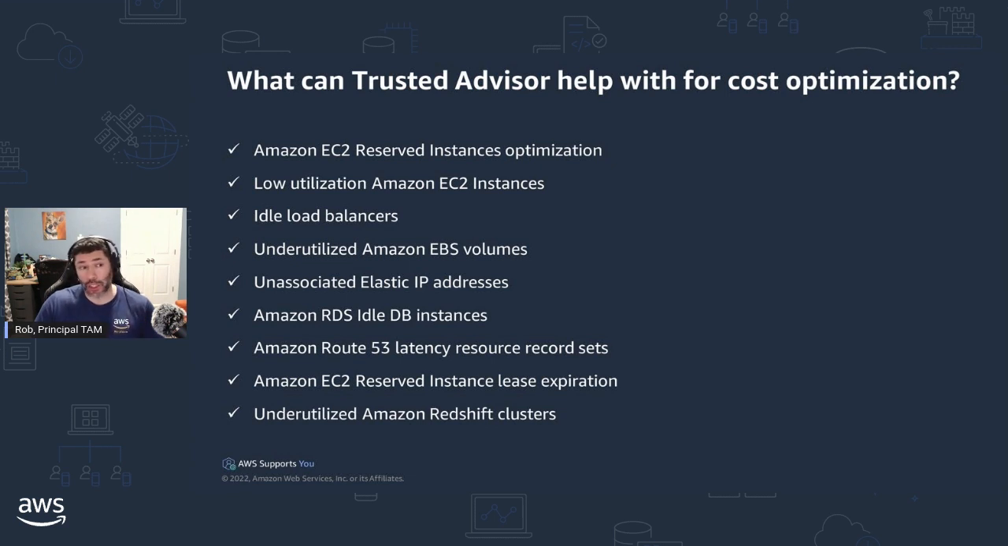We talked about EC2, right, for those instance optimizations. It's going to also make reserved instance recommendations. It's going to cover low utilization Amazon EC2 instances and idle load balancers. So if they have no backend targets or no healthy backend targets, it's going to make recommendations for those. Underutilized Amazon EBS volumes. You can also use Compute Optimizer to look at your EBS volumes as well. So it's not just compute that can be done in Compute Optimizer, but EBS volumes as well. But all these things have cost to them.